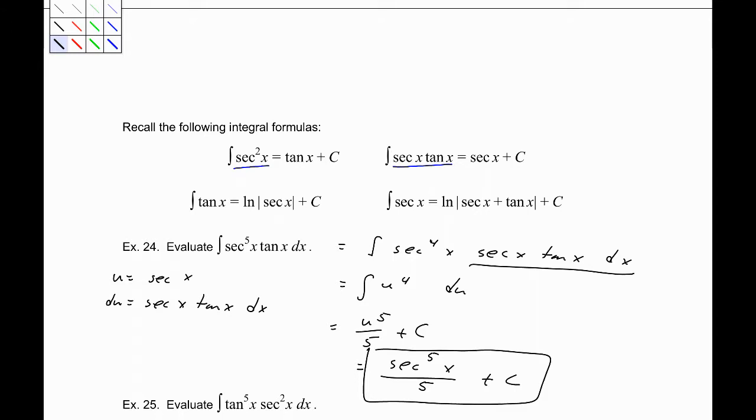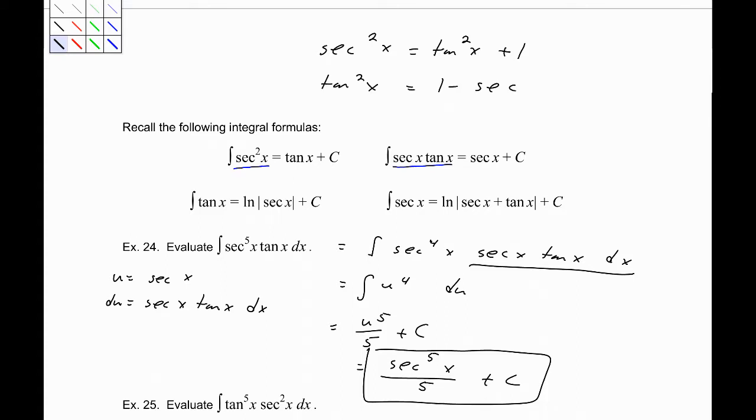We do also have a Pythagorean identity that we can use, and I'll go ahead and write this up here: secant squared x equals tangent squared x plus 1. You can rearrange that to be tangent squared x equals secant squared x minus 1. Occasionally that will be useful if we have an even number of either one. We can convert between the two of them.